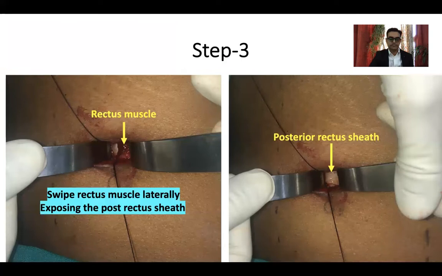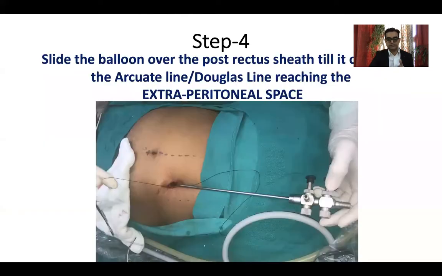At this stage, we use an S-shaped retractor and swipe this rectus muscle laterally to expose the glistening white posterior rectus sheath. So mind you that the posterior rectus sheath, once exposed, is the most important layer for proper entry into the preperitoneal space.